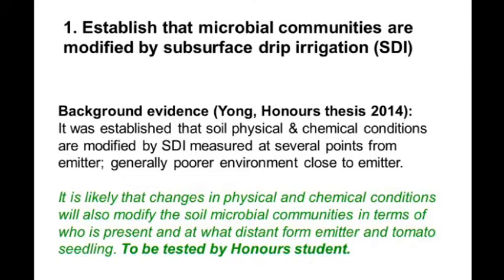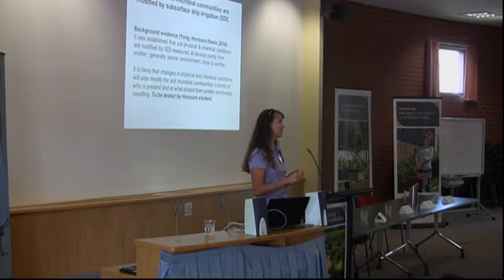And we're also finding with long-term subsurface drip that you get a couple of good years of processing tomatoes on new country, and then you move out into other crops and then back in, and the yields do decrease. So we had an honours student in 2014, working here and doing a bit of work with Peter Fisher, looking at the physical and chemical conditions around the subsurface drip system. And he was finding that there are changes at different distances from the emitter.